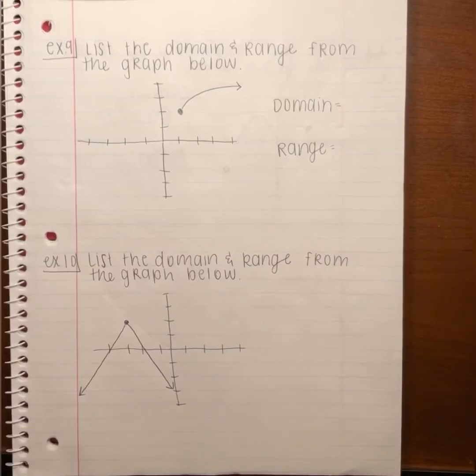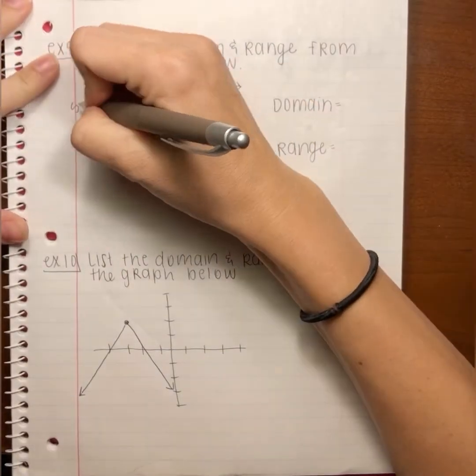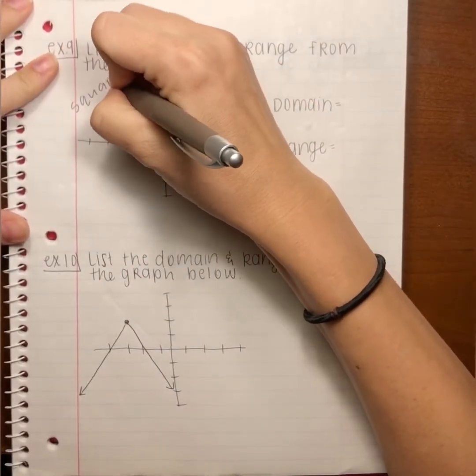Alright, now we're going to list the domain and range from this graph below. Okay, we have another function. This is our square root function.